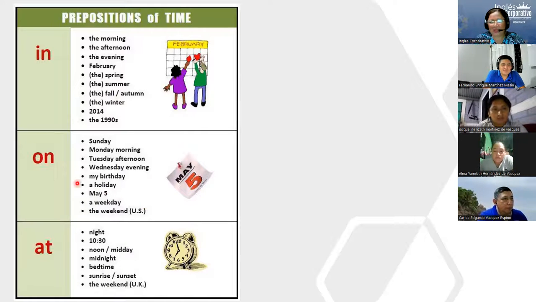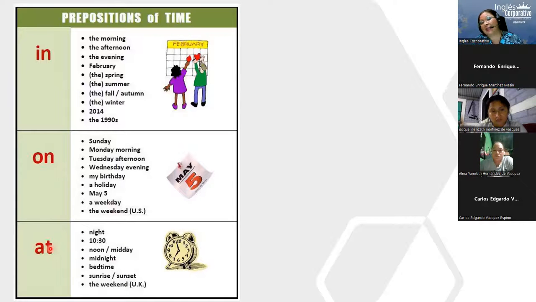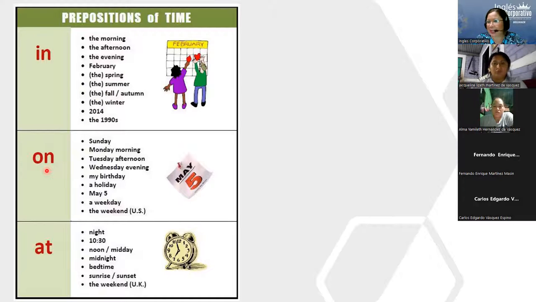On a weekday. Obviamente un día de la semana es como estos, ¿verdad? Por eso va con on a weekday. En los Estados Unidos decimos on the weekend. Okay, en este lado del océano decimos on the weekend. Pero ya allá, al otro lado, en el viejo continente, ya no es on the weekend, sino que es at the weekend. Hay que hacer esa diferencia. Los dos están bien en el sentido de que si usted lo dice allá con at, no hay problema. Si lo dice aquí con on, no hay problema.